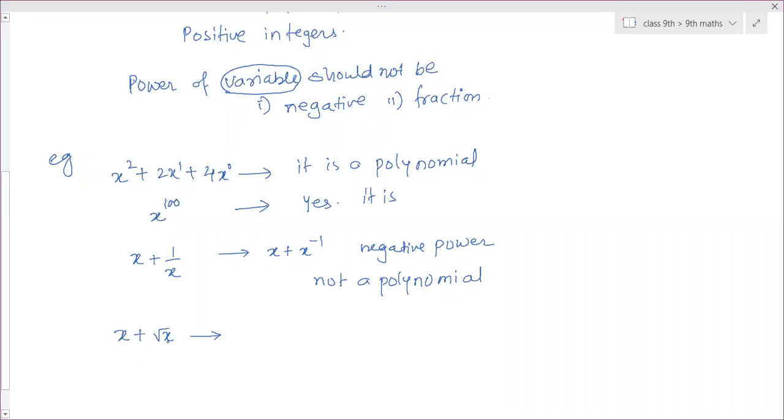Ma'am, but if it is x plus root x, raised to 2, then it is a polynomial? Here x plus root x, and root x can be written as x to the power 1 by 2. Now 1 by 2 is a fraction. So the power is a fraction. Therefore it is not a polynomial.